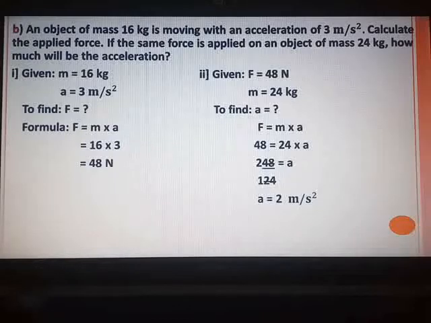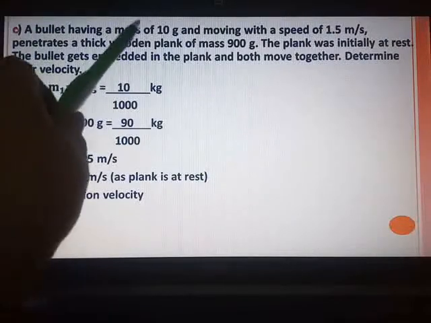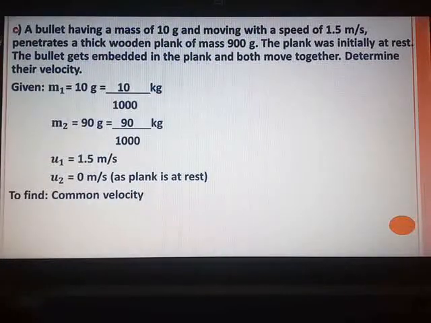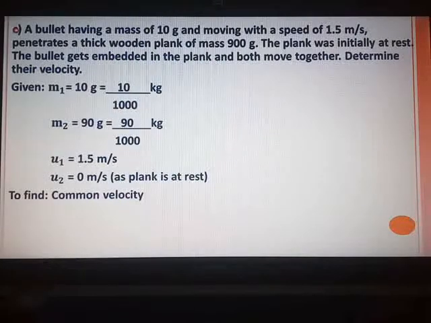Next sum, question number 7C. Just now we have seen one solved example, a same type of sum. A bullet having a mass of 10 grams and moving with a speed of 1.5 meters per second penetrates a thick wooden plank of mass 900 grams. Two objects are there, one is bullet and one is the wooden plank. Let us write what is given.